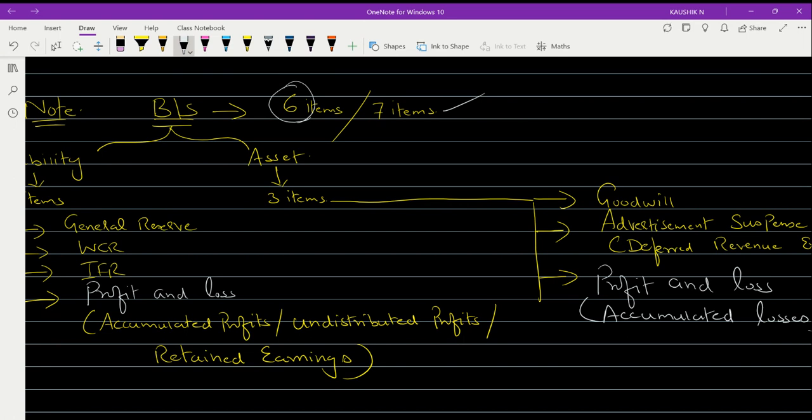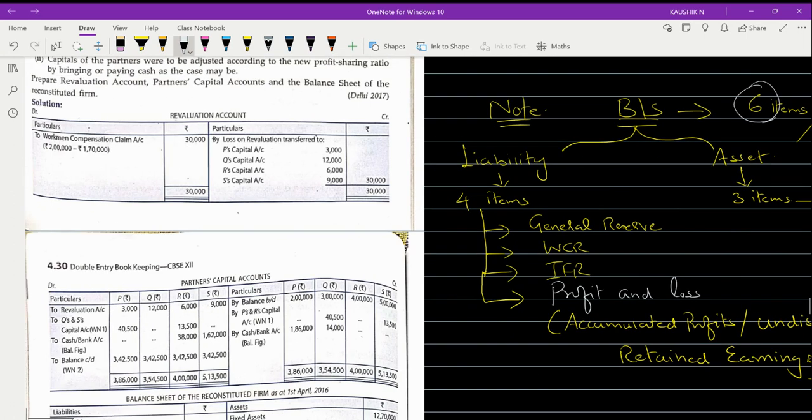So first you have to ensure in the balance sheet whether any of these seven items is appearing. If so, first take the corrective action for those seven items or six items, or however many are given in the question, and then you have to proceed further. So this is the first step which we have to follow.